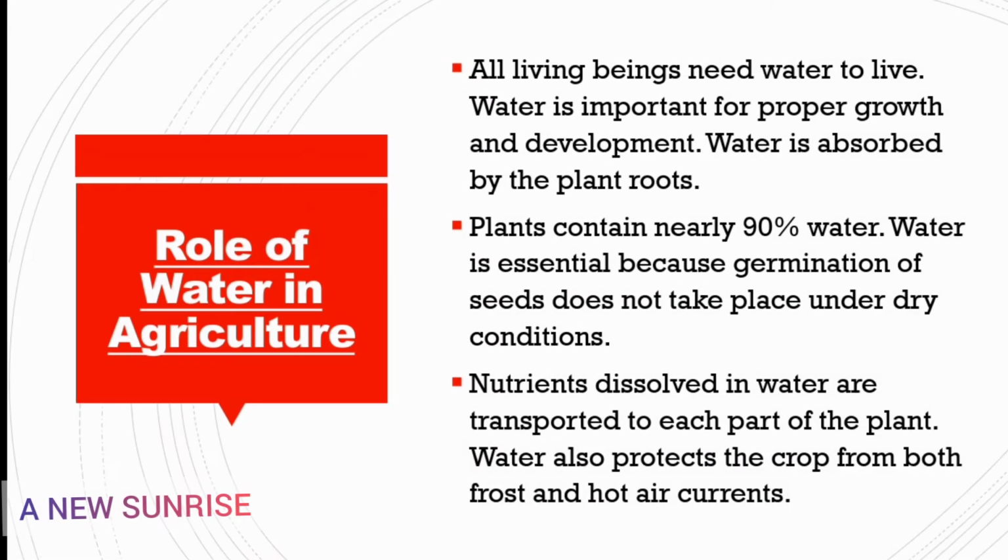Next comes the role of water in agriculture. What role does water play in agriculture? All living beings need water to live. Water is important for proper growth and development. Water is absorbed by plant roots. Plants contain nearly 90% water. Water is essential because germination of seeds does not take place under dry conditions. Nutrients dissolved in water are transported to each part of the plant. Water also protects the crop from both frost and hot air currents.